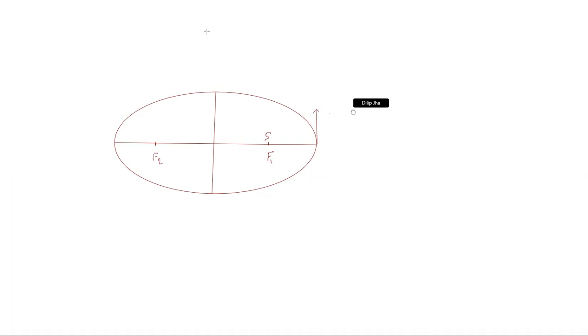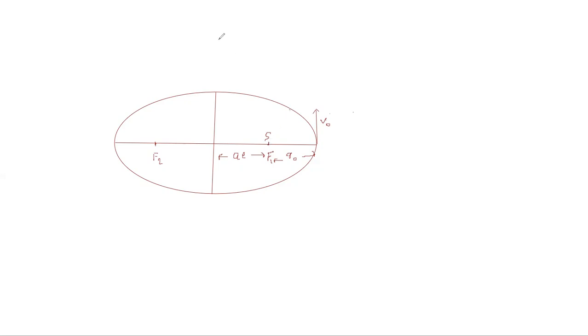Now, this distance is AE, where A is the semi-major axis and E is the eccentricity. This velocity is V naught, and this distance from the sun, that is from the focus F1, is R naught. This is R naught.